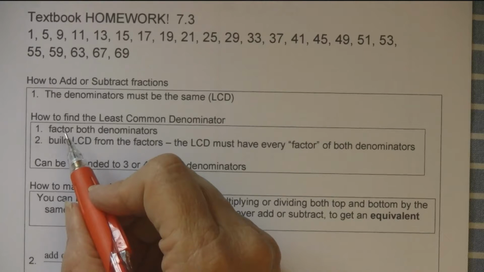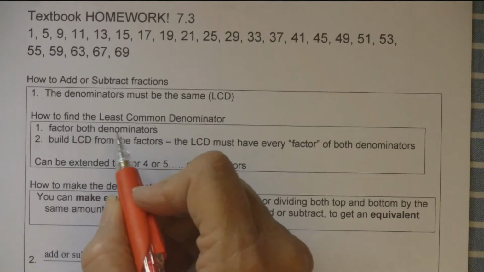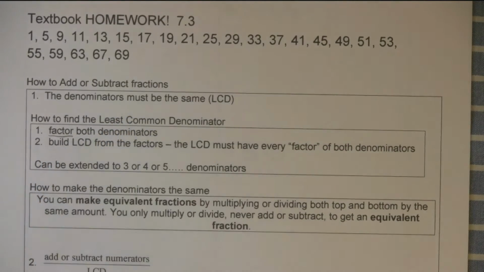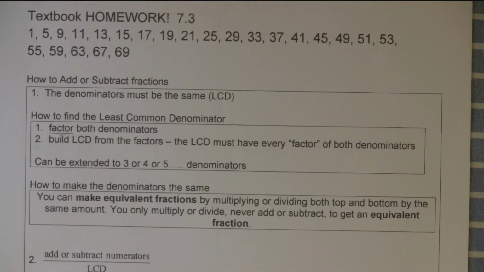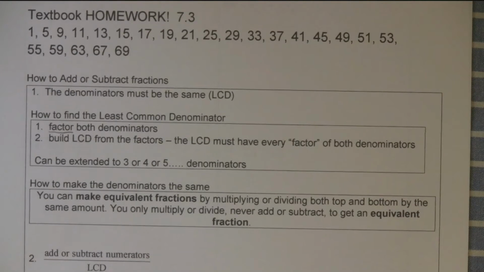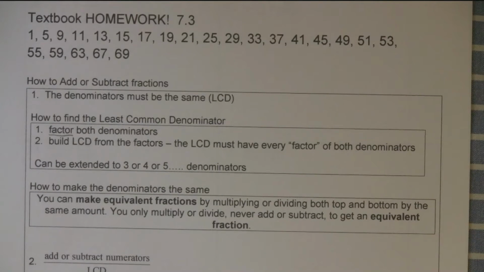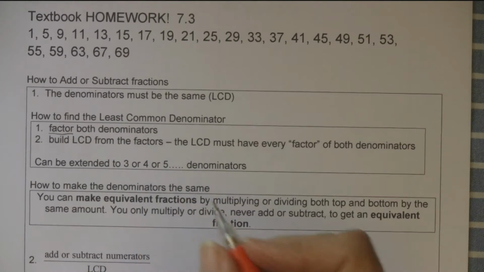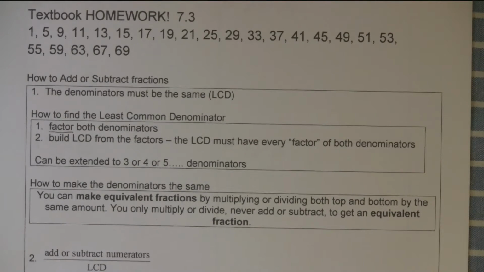And just in general, how you find the least common denominator is you factor the denominators. Notice the F word there, factor, right? And then you can build the lowest common denominator, or the least common denominator, people use both words, from those factors. The LCD must have every factor of both denominators, and you can extend that to 3 or 4 or 5, 6, 7, 8, 9 denominators, however many you have.